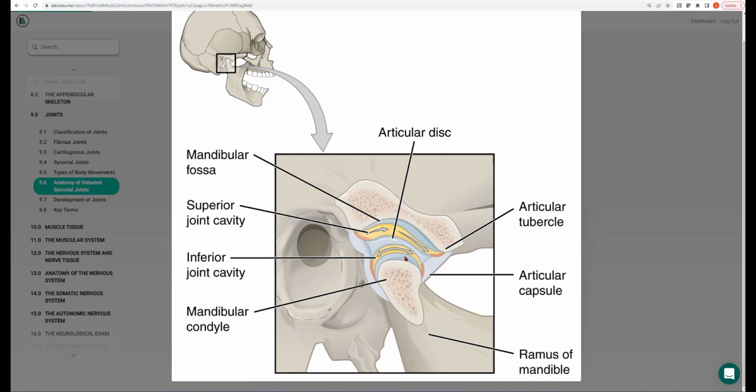Now this joint is, again, what allows us to eat. Our masseter muscle is allowed to move this joint. And people who have TMJ problems, right? Women have more TMJ problems than guys, and that can make eating very, very difficult.